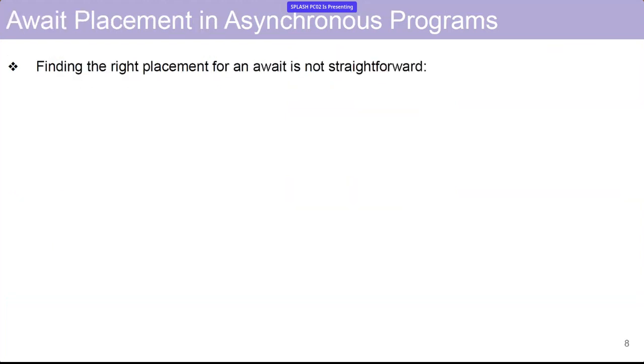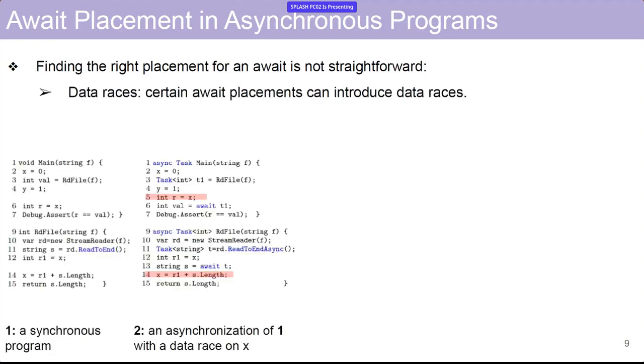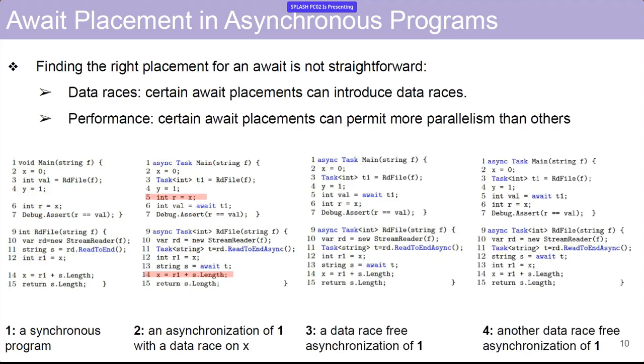So finding the right placement of await will not be straightforward, because first, some placements can cause data races. For instance, here we have a data race. If we place the await in line 5, and here line 14, we have a data race on X. So the await of T1 has to occur before the read on X. Otherwise, the read will be in concurrence with the write to X. Also, there is performance, because certain await placements can offer more parallelism than others.